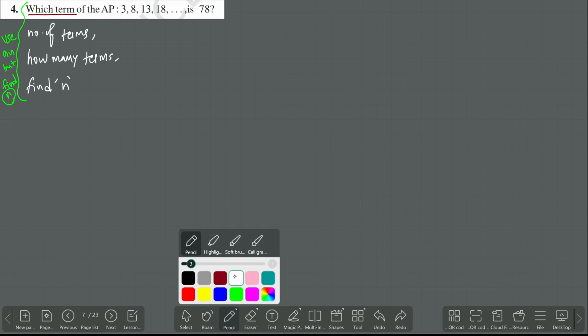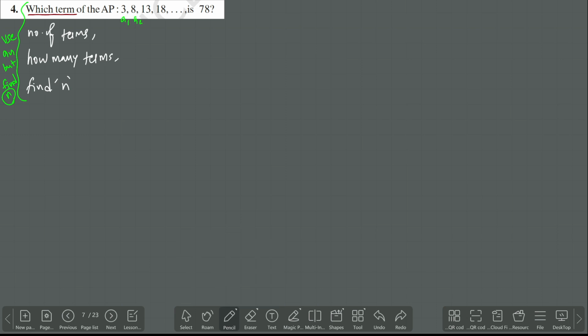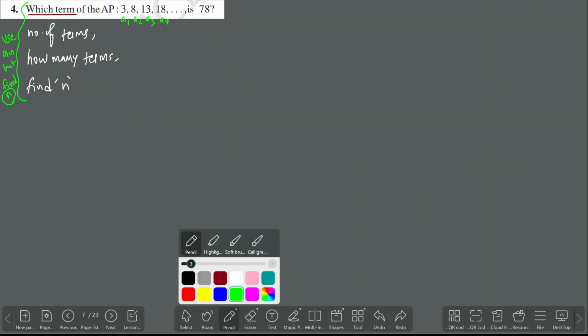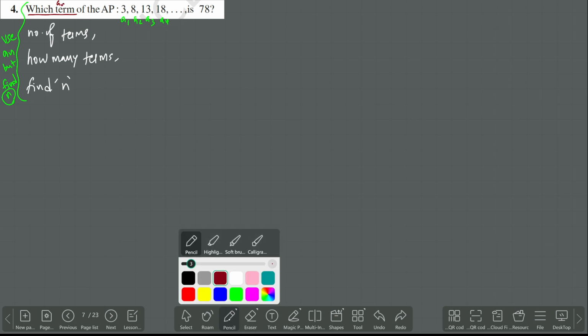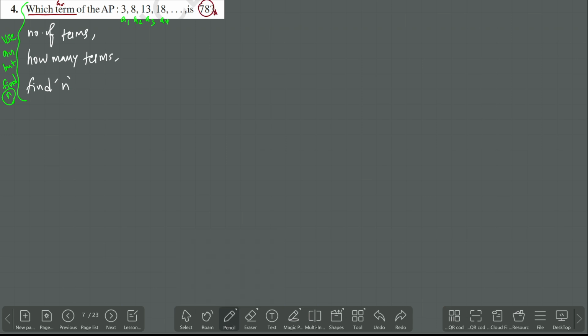Right. First, you mention the terms. This is my a1, a2, a3, a4, and which term in the sense? We don't know which term, so generally we can say an. So which term is 78? Then this is an. Which term is 78 in the sense an is 78. That is the meaning. Do you understand the concept?